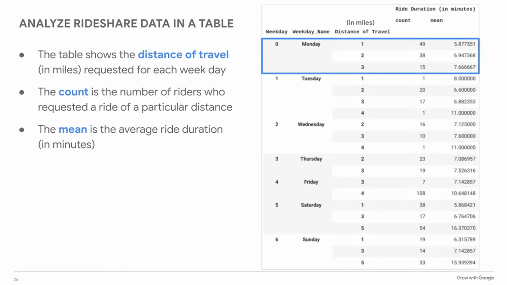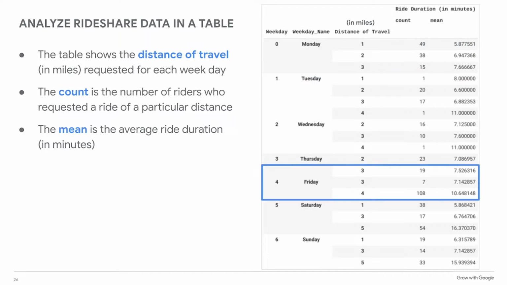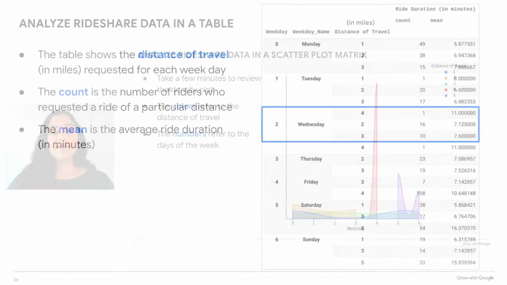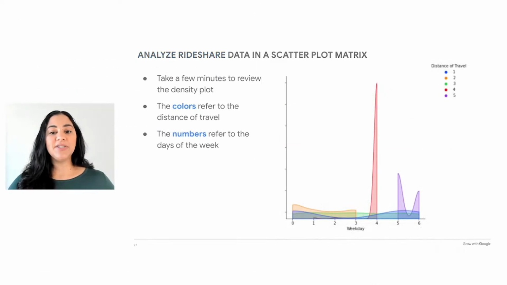The table also shows the count, which is how many riders took trips that were 1 mile, 2 miles, 3 miles, 4 miles, or 5 miles. You'll notice that on Fridays, the distance of travel that had the highest number of riders was 4-mile trips. And in the last column, the table shows the mean, which is the average ride duration in minutes. If you look at Wednesday, for riders who took trips that were 2 miles, the average driving time for the ride was 7.1 minutes.